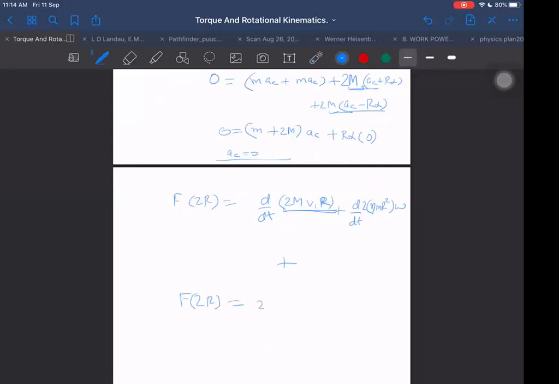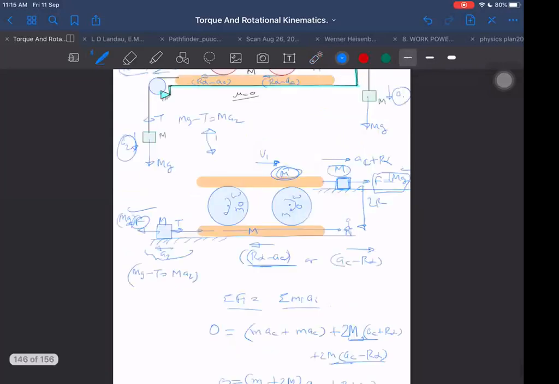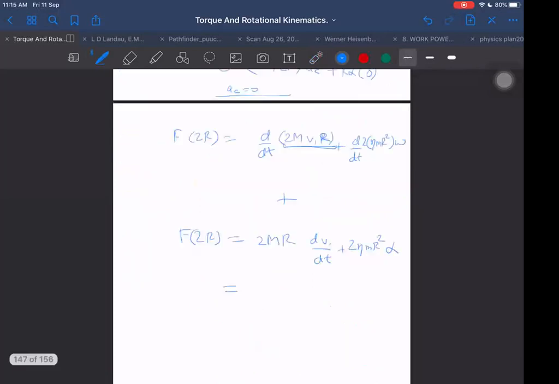Upper one we are getting 2M into R into derivative of V1, plus for the lower one we are getting 2 eta m r square into derivative of omega, which is alpha. But I know what dv1 by dt is. dv1 by dt was the acceleration of this. What is that? AC plus r alpha. So I can write it as AC plus r alpha into 2mr plus 2 eta mr square into alpha. That is F into 2r. So r gets cancelled.